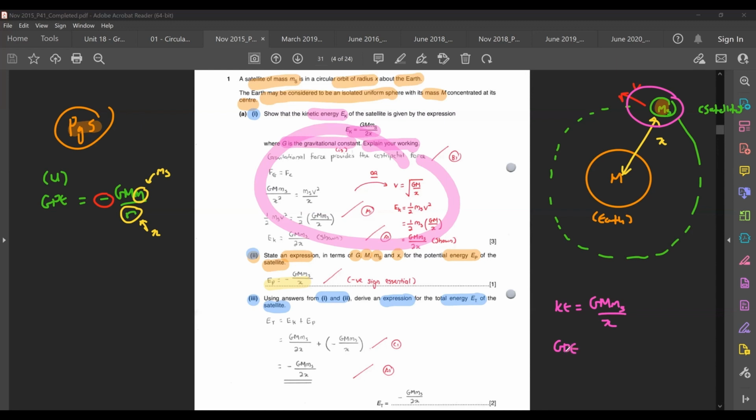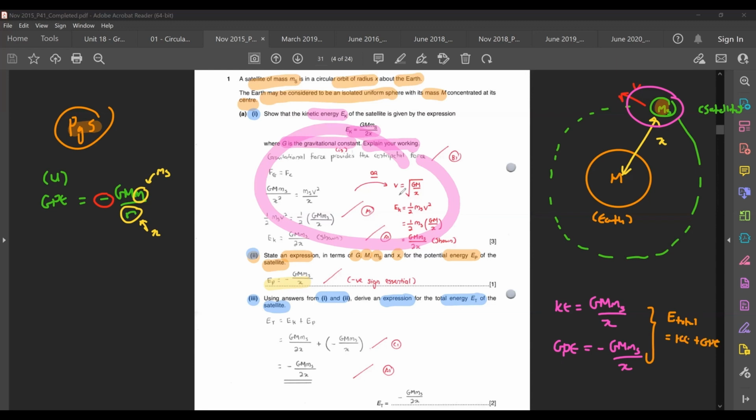It subsequently also has GPE equals negative GMMS over X. Your satellite has these two forms of energy. There's no other forms of energy here. So when you're asked to find the total energy, the E total is really just supposed to be the KE plus the GPE together.